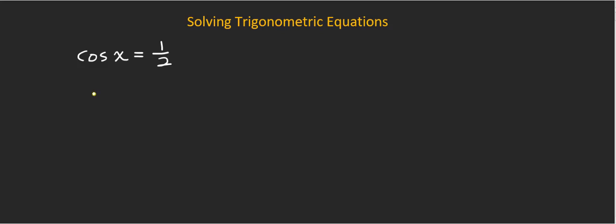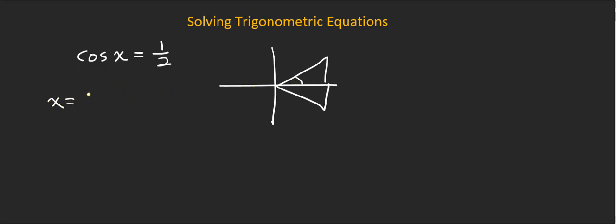In this video, we're going to solve trig equations. So you have cosine x equals 1 over 2. We need to find cosine of what angles will equal 1 over 2. Well, if you know that cosine is positive in the first and fourth quadrants, going back to your unit circle, cosine of what is 1 over 2? Well, that's when x equals pi over 3.